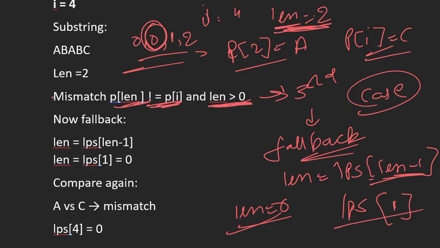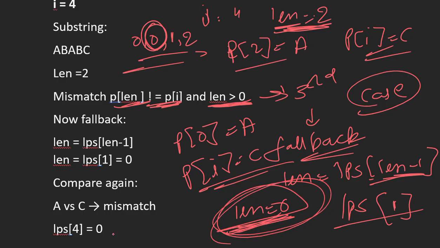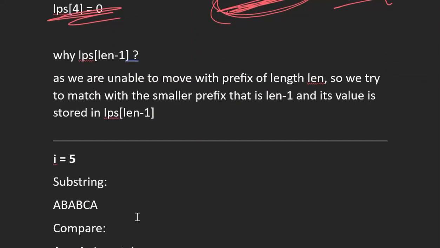So again we do the same step, that is P of length, P of 0, that is A, and P of I, that is C. So again mismatch happens, but now our length is 0. So this is the second case. So we directly make LPS of 4 as 0. So now our LPS will become 0 0 1 2 and 0.